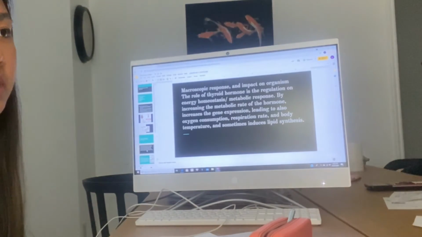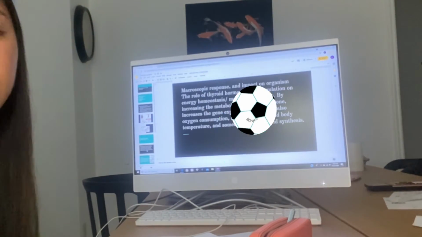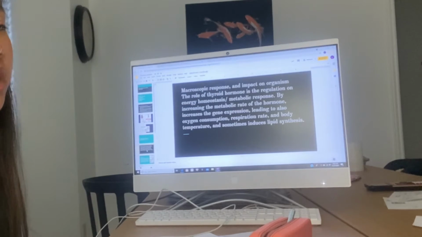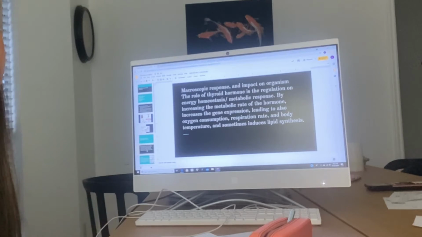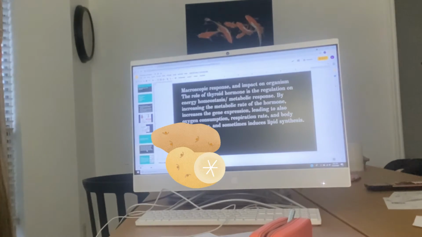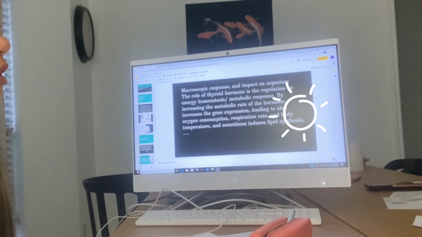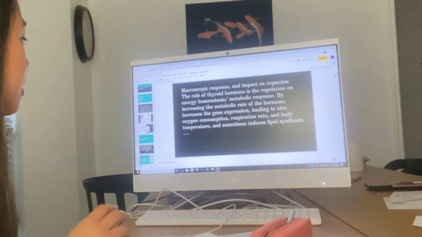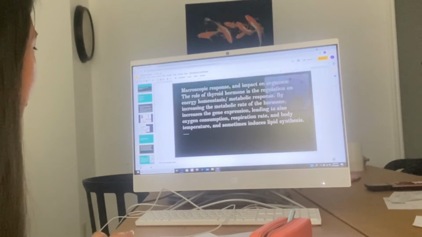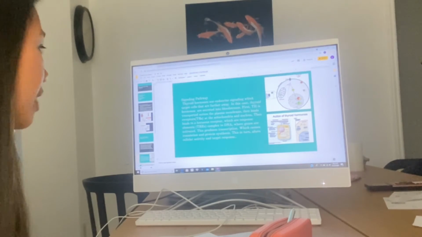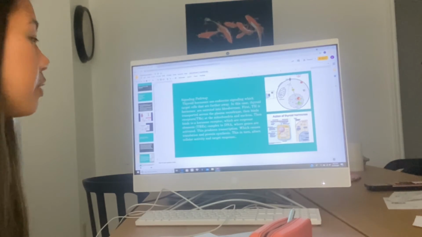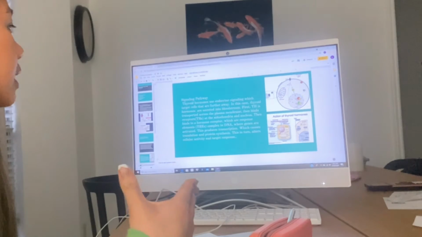This makes sense. For example, if you were in a sport, I'm in cross country, and our coach tells us the day before a meet to load up on carbs so we have enough energy the next day when we are perspiring due to exercising. So that makes sense. The signaling pathway of thyroid hormones uses endocrine signaling, which targets cells that are far away.